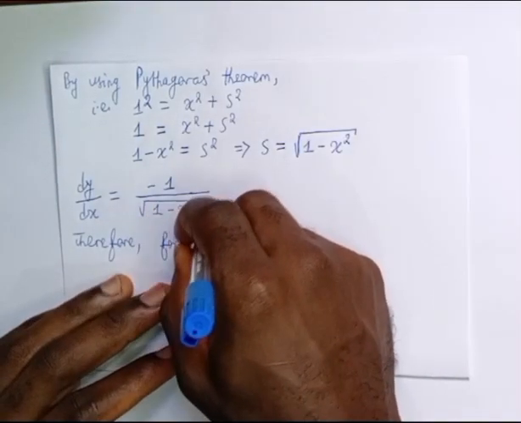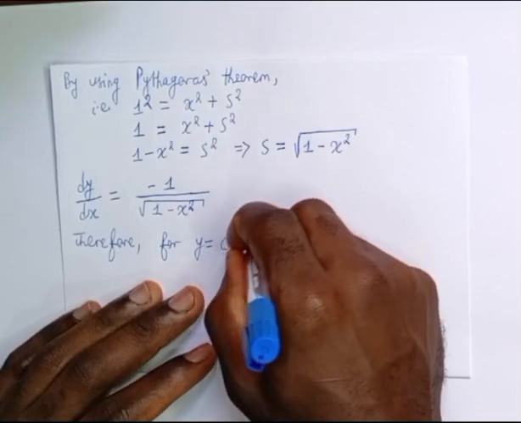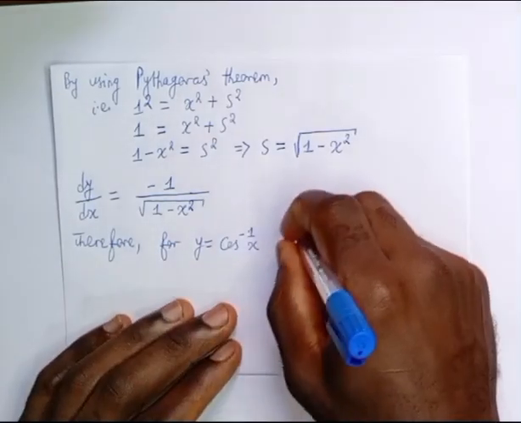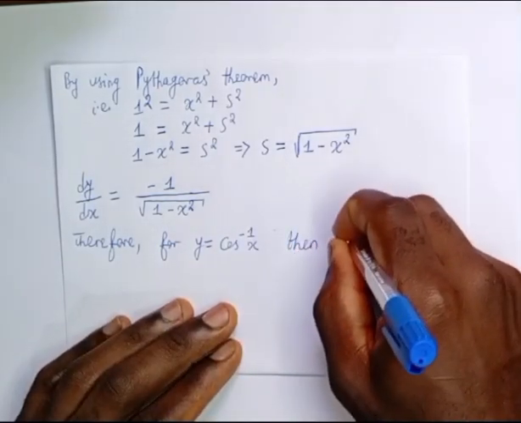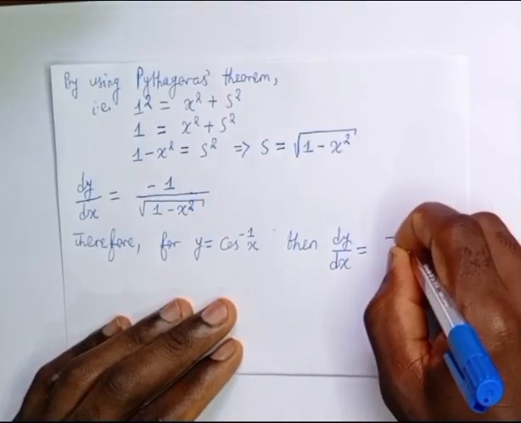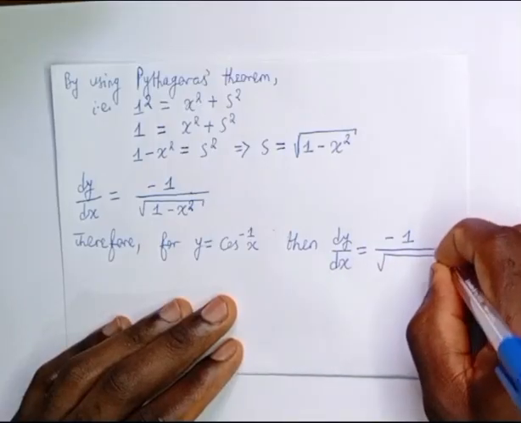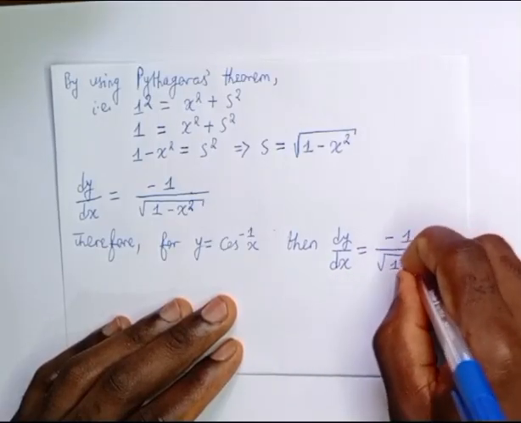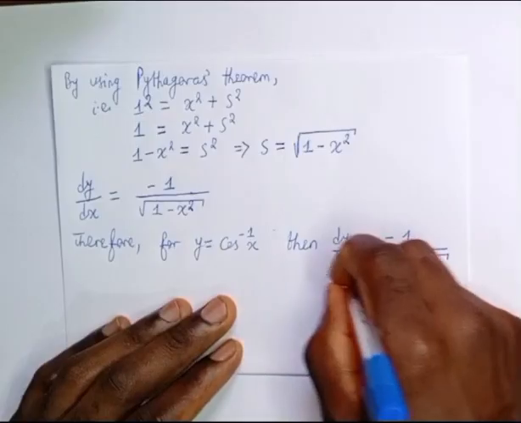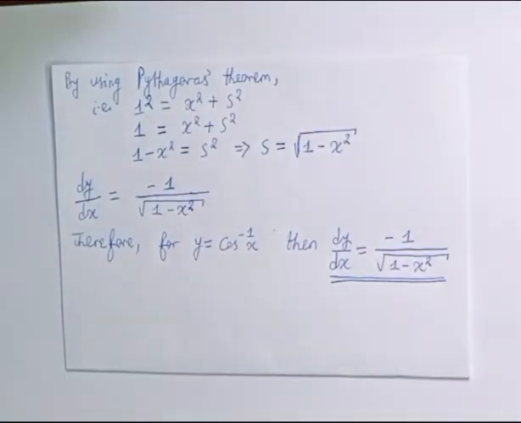for y equal to the cos inverse of x, then dy over dx is equal to negative 1 all over the square root of 1 minus x squared. We are done with the solution of this question.